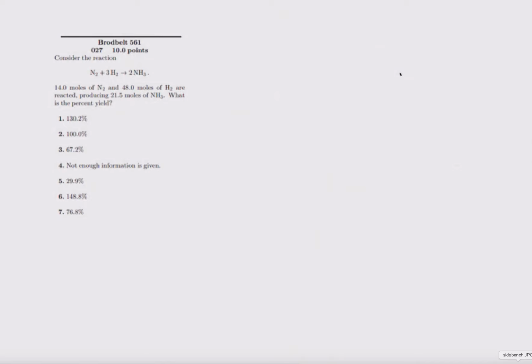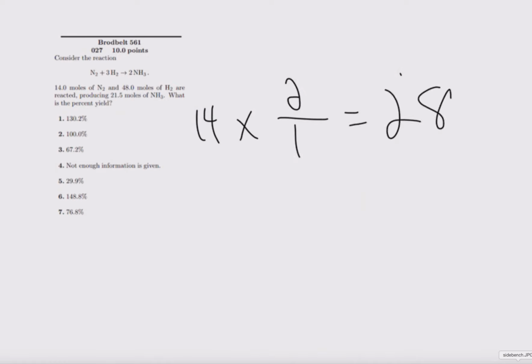Alright, if we react 14 moles of N2 and 48 moles of H2, we produce 21.5 moles of NH3. What is our percentage? Alright, another limiting reactant question. First, if we react 14 moles of nitrogen, how much ammonia should we get? The ratio here is 1 to 2. We should get 28 moles, right? Because there's 1 nitrogen for every 2 ammonias.